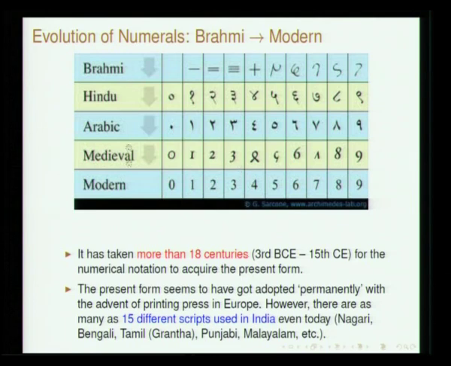So starting from Brahmi to modern, the modern is estimated around the 15th, 16th century when the printing started. See, we have different scripts in different languages, that is a different thing, but the place value thing is a different thing.